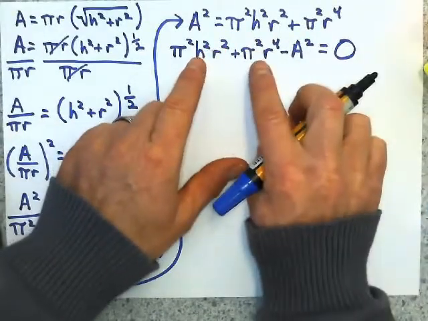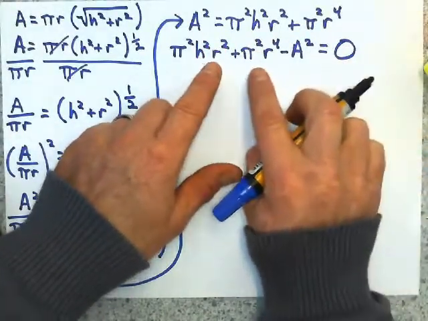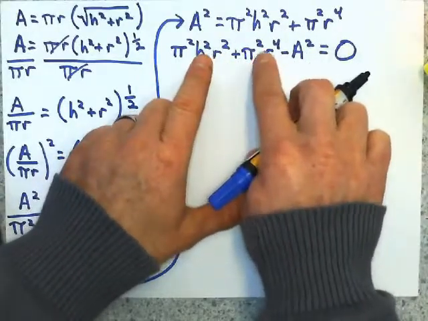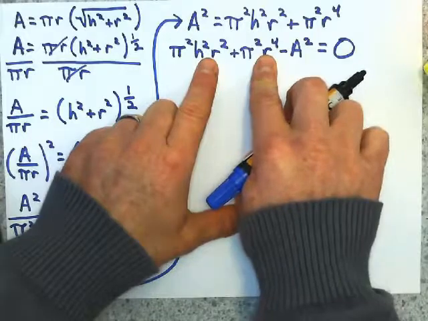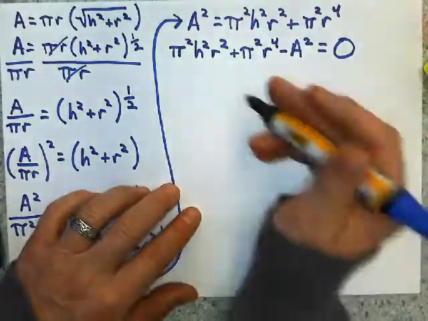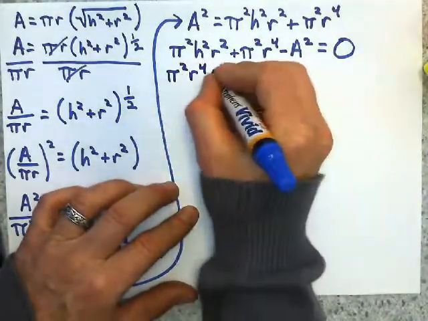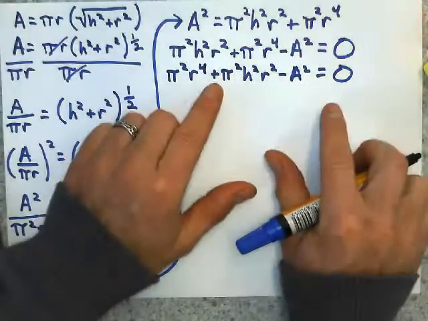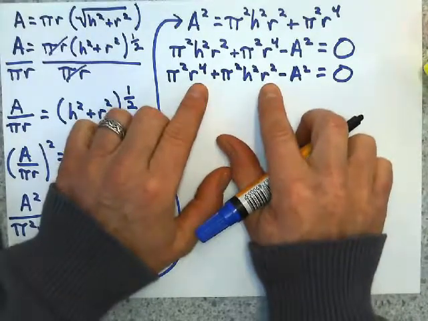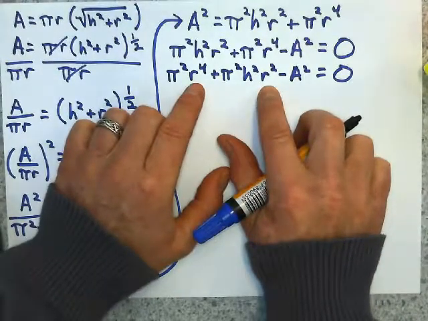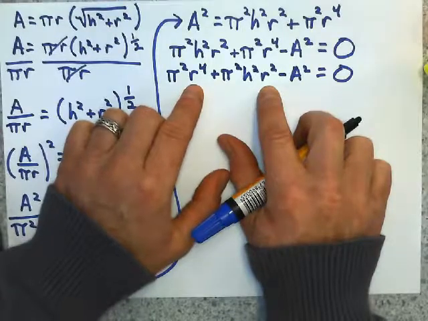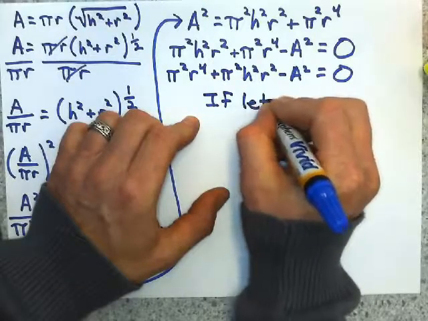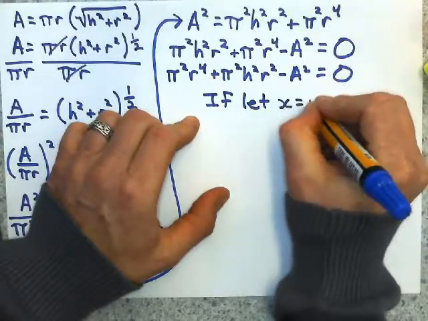I just swap sides of the equation, so I've got my r on the left. Now I'm going to swap these two terms, and I'll show you why, because I want to try to make it look like a quadratic. So I got that. Now I can try to work on turning it into a quadratic if I let x equal r squared.